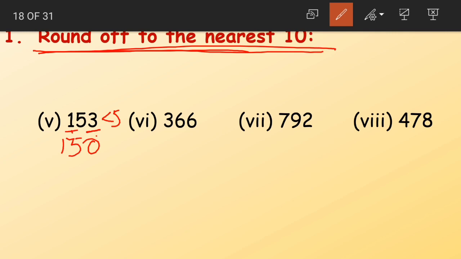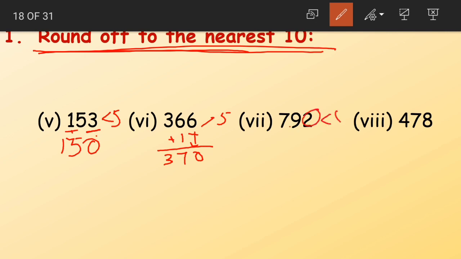Now again for 366. Here 6 is greater than 5. So we'll add 1 to the tens digit. So the answer will become 3, 7 and 6 will be replaced with 0. 370. Now question number 7.